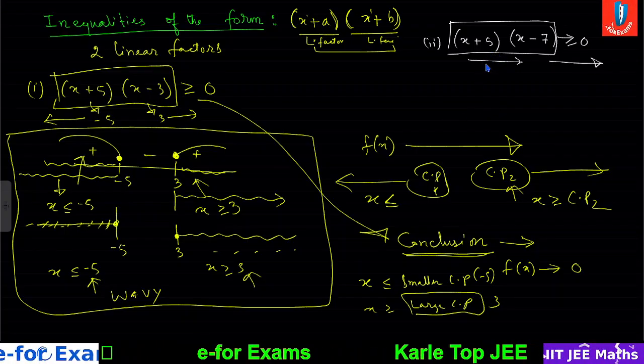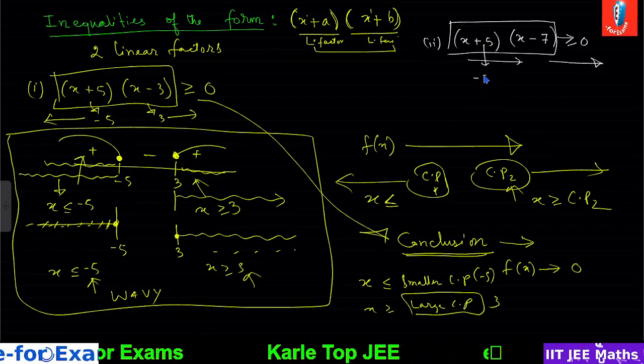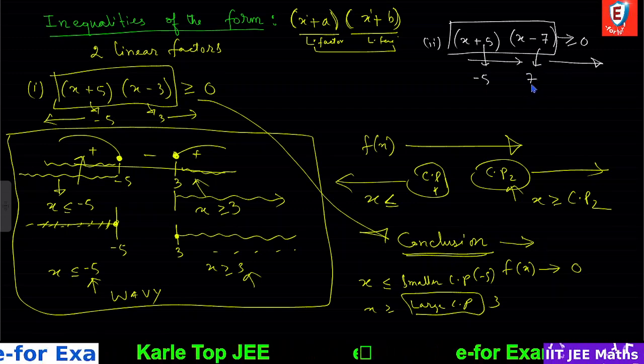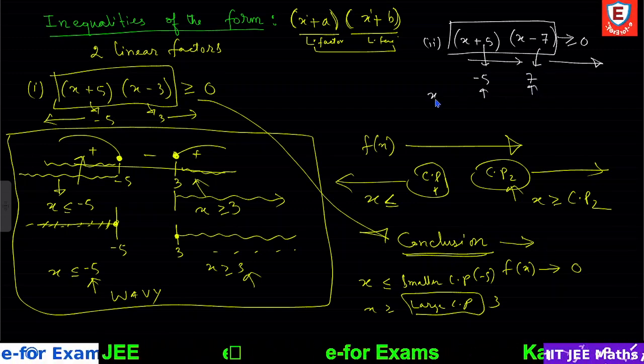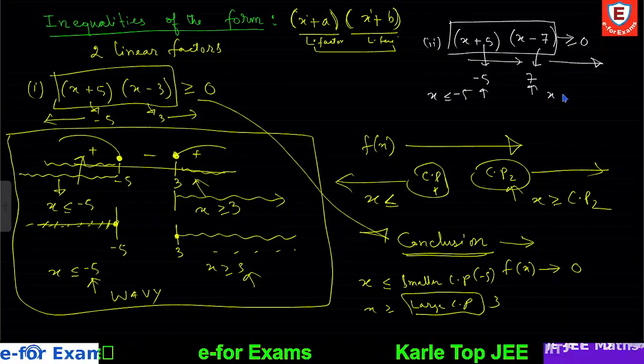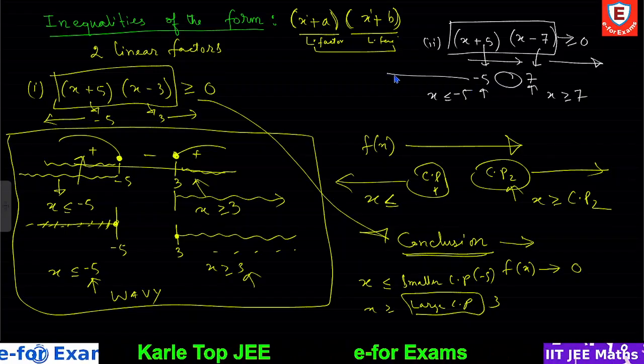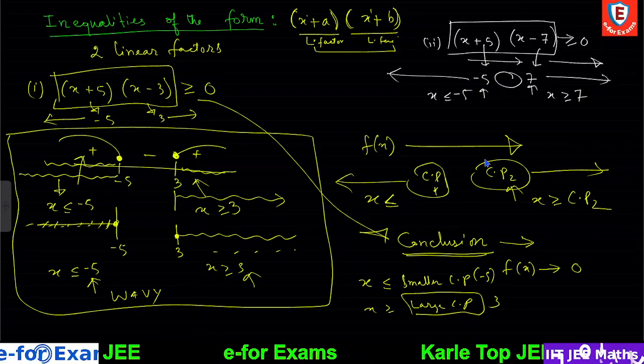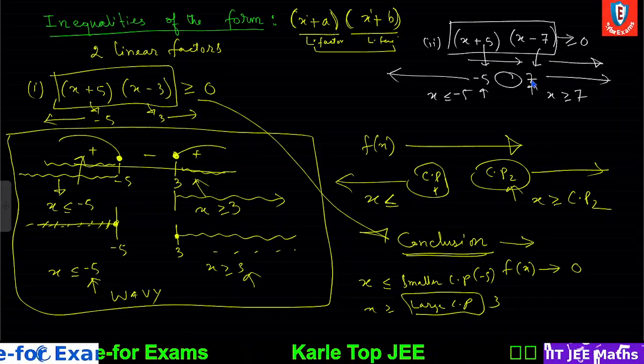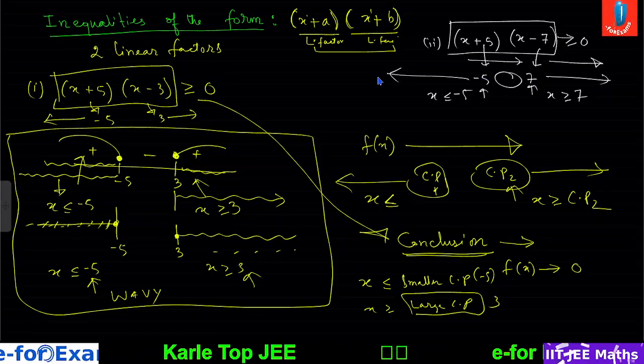So its value will be away from the critical point. Here the critical points are minus 5 and 7. Which is bigger? 7 is bigger, minus 5 is smaller. So x will be less than or equal to minus 5, and x will be greater than or equal to 7. Got it? In between, no solution. Only away from these. The right side of the bigger one and the left side of the smaller critical point will be the solution. Got it?